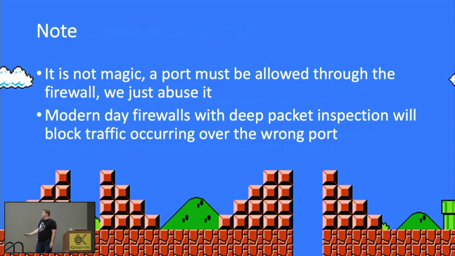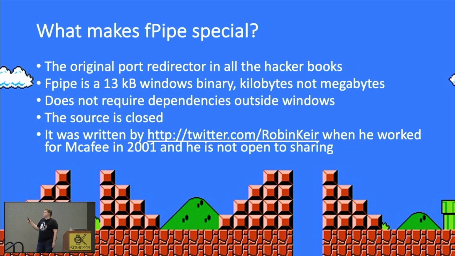It's an old tool from 2001. But what makes it so special? It was the original port redirector, and it's in all the hacker handbooks. It's a 13 kilobyte binary, kilobytes, not megabytes. The source is closed. It's written by Robin Keir, who worked at McAfee in 2001. If you go to his blog, he has no interest in sharing the source code.